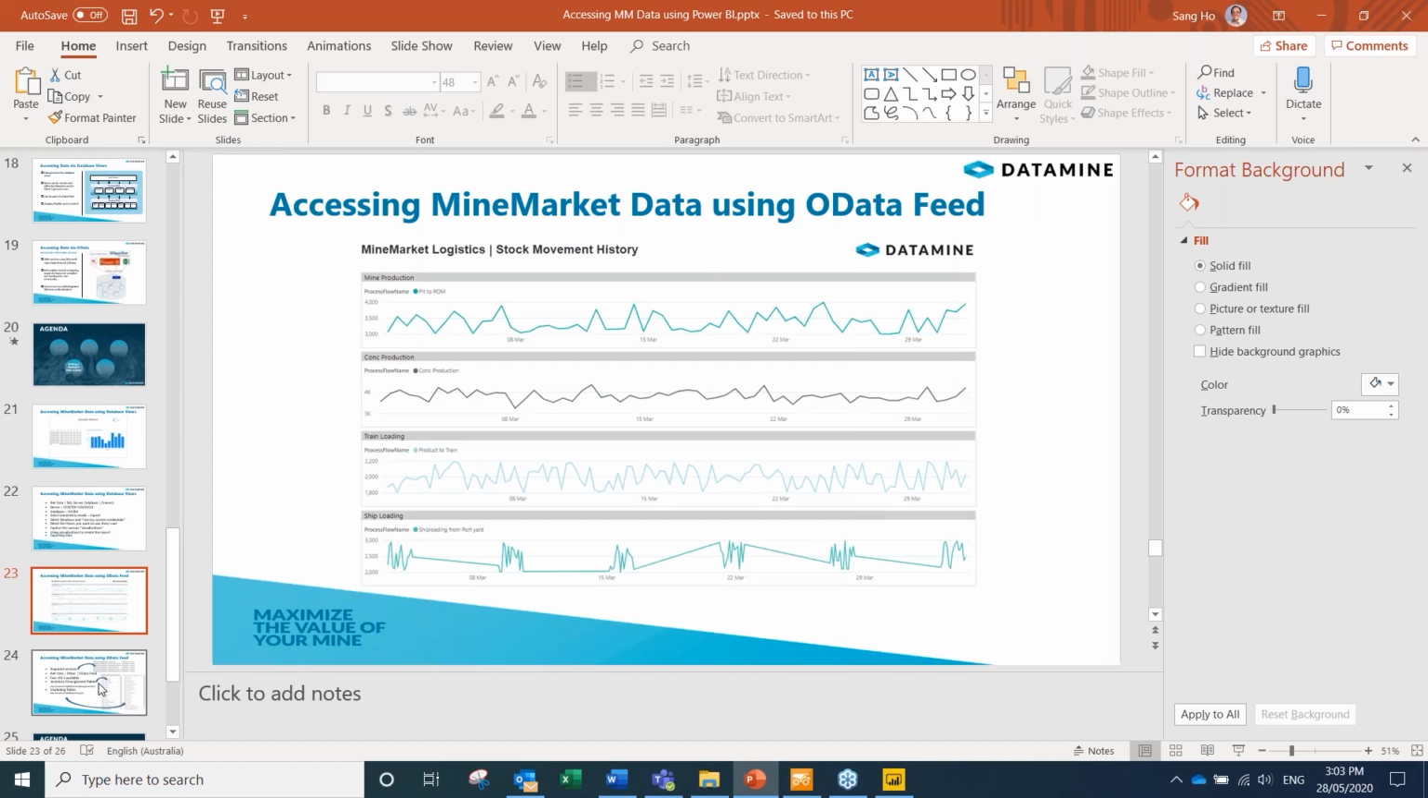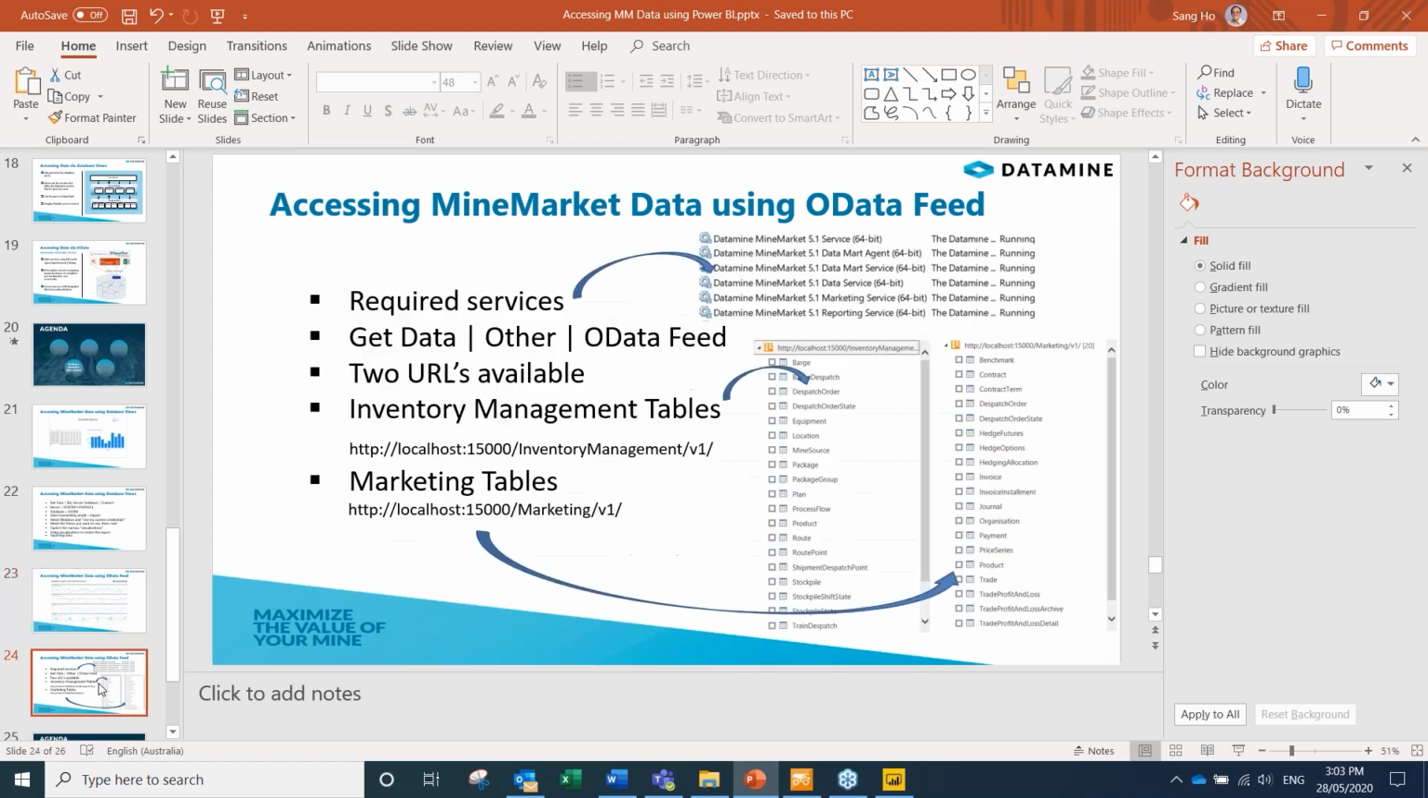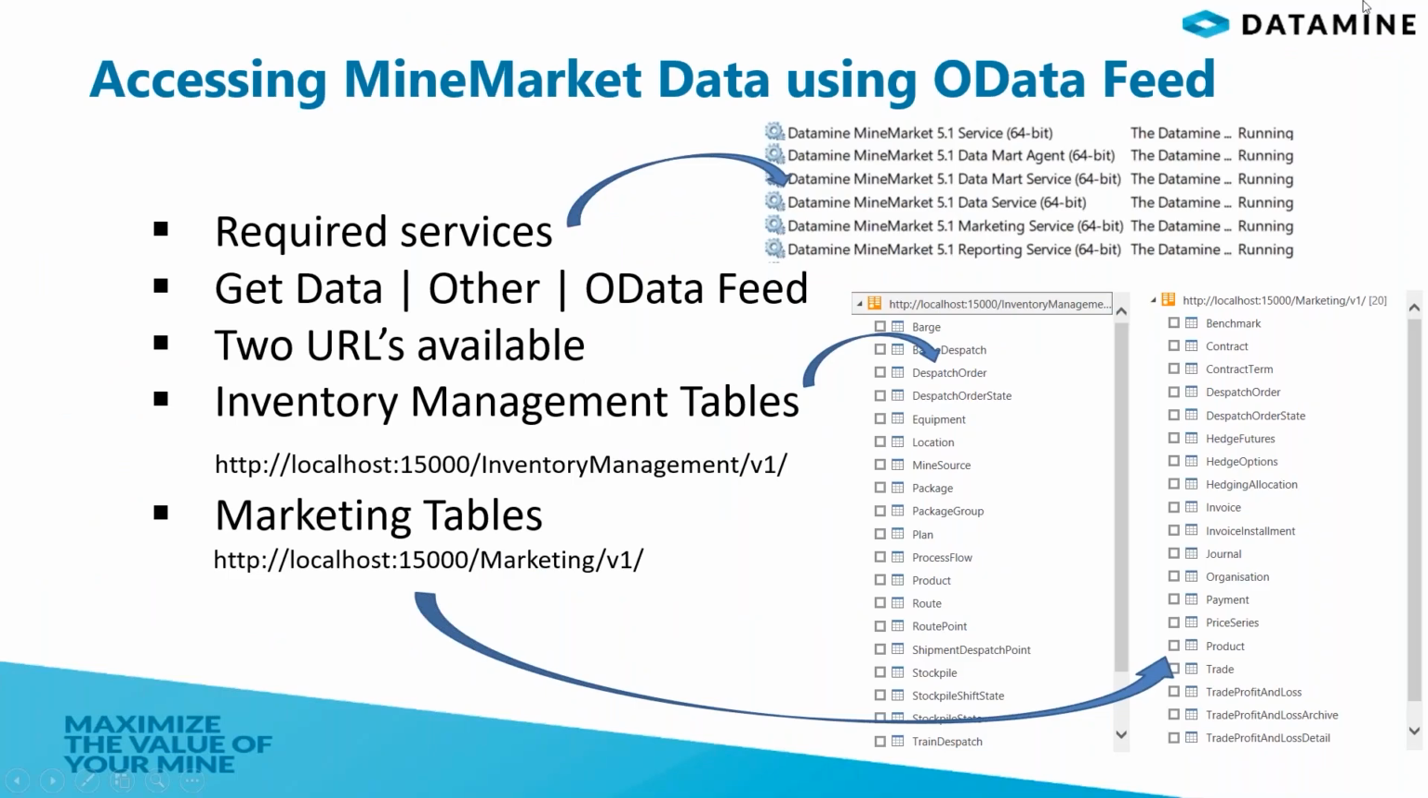All right, so this is the target report. How do I do that? Now, when I'm using OData feed as my data source, I need to specify the URL for the web services. If I enlarge this slide, under your list of services on your server, you need to have these services running. Of course, MineMarket service. You also have 5 more services you need to enable and have running. If they're not running, that means you are not able to use OData feed.